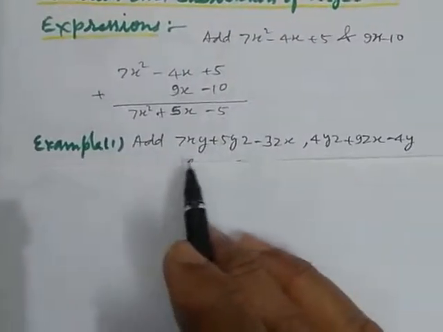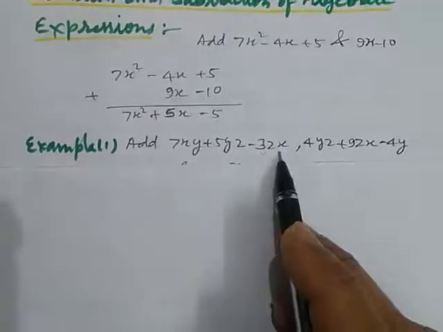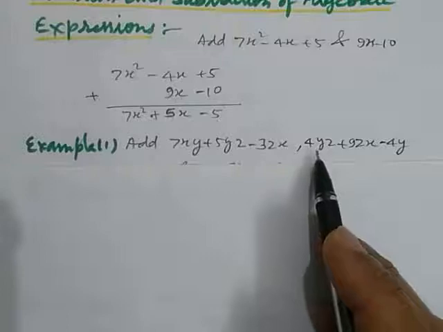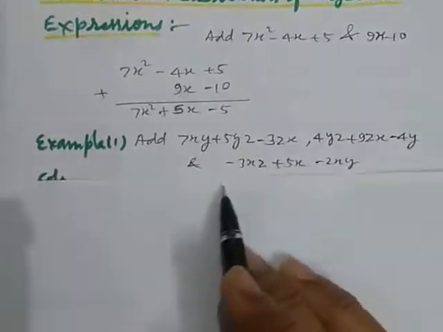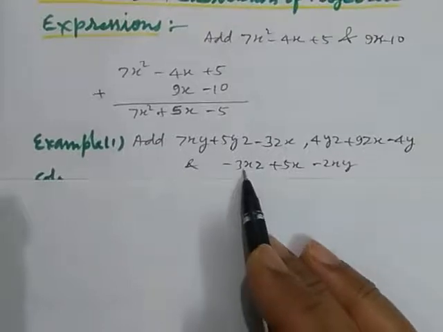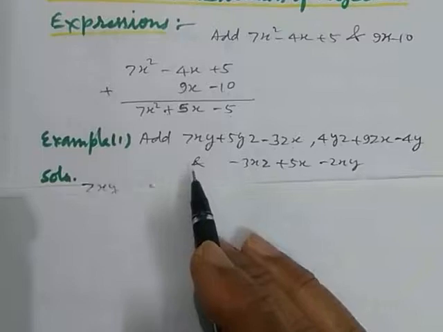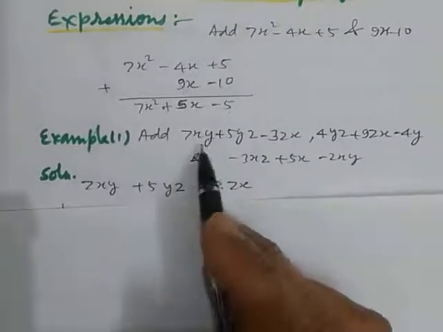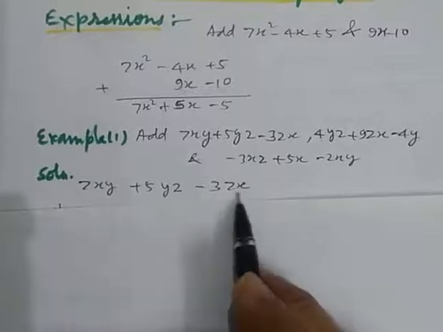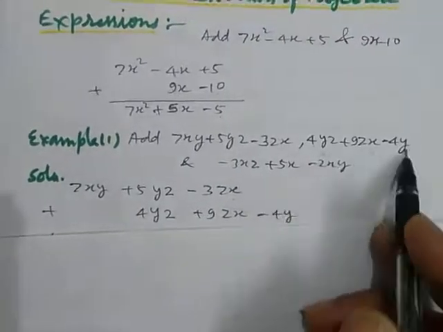Example first: add 7xy plus 5yz minus 3zx, and the second expression 4yz plus 9zx minus 4y, and the third expression is minus 3xz plus 5x minus 2xy. Now first we place them. The first expression we write down like that. Now we start to write the second expression.